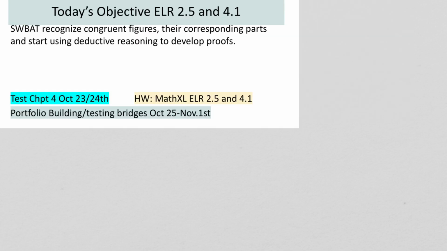There are the two objectives for today again. Our test is this right here, October 23rd, 24th. You will have Math Excel for homework. And then we're going to be building and testing bridges. So this is going to be done after our test. It's going to be a pretty cool project for our portfolio. And we'll talk more about it as we get into it.